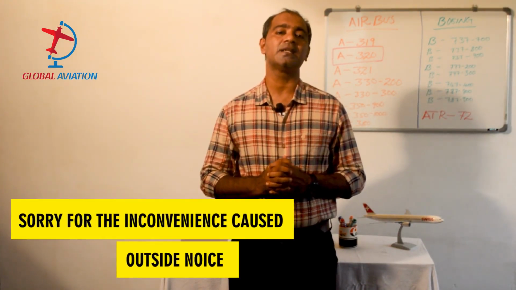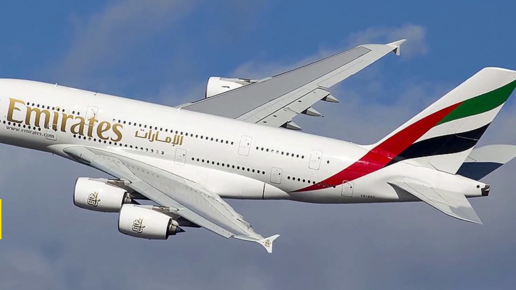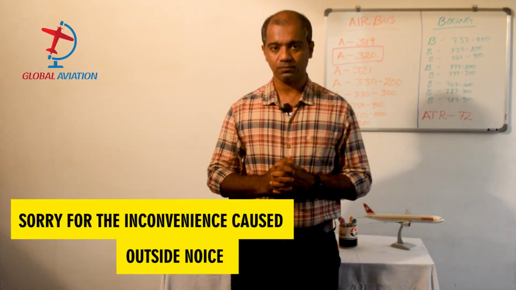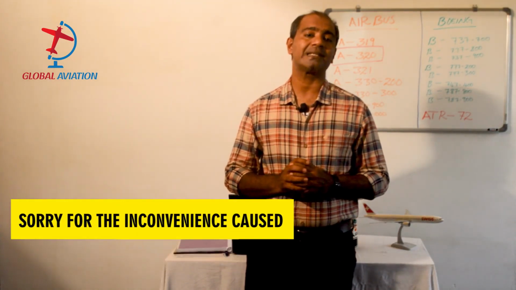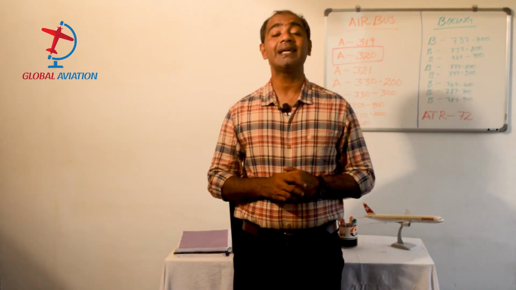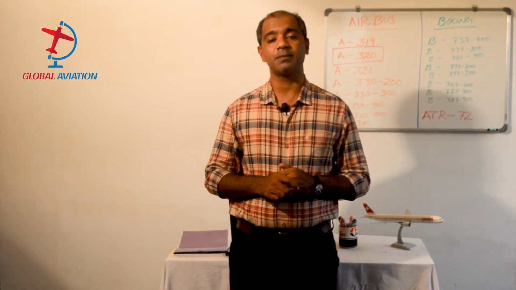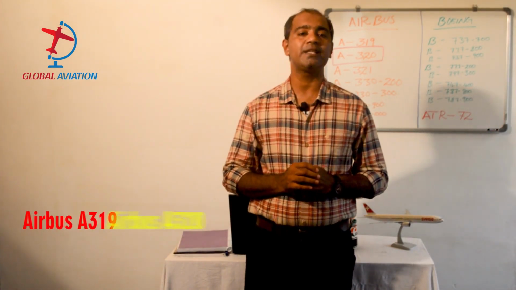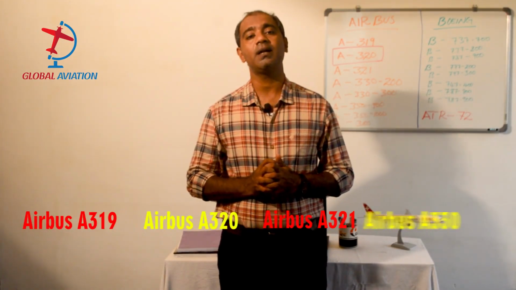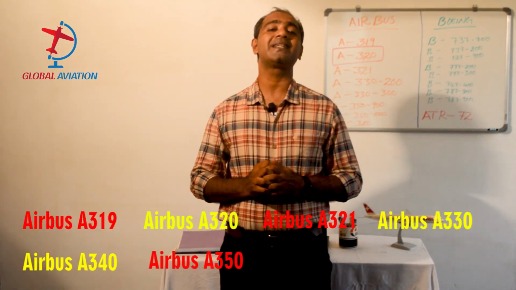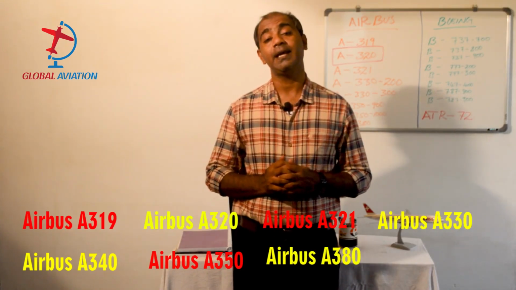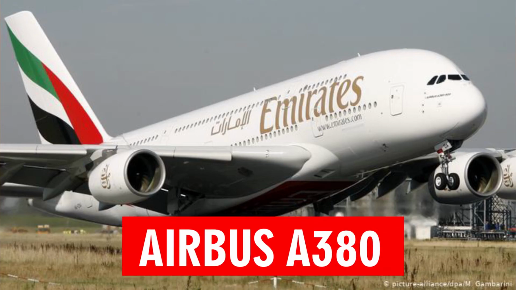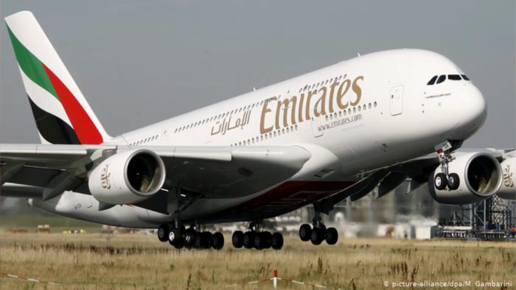The second one is Airbus. Airbus is from the European consortium. What are the examples for the Airbus? All the Airbus aircraft are prefixed by the letter A. What are the examples? Airbus 319, Airbus 320, Airbus 321, Airbus 330, Airbus 340, Airbus 350, Airbus 380. Airbus 380 is the biggest passenger carrier in this world.